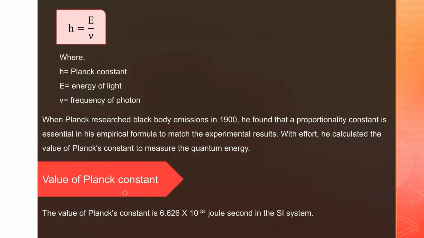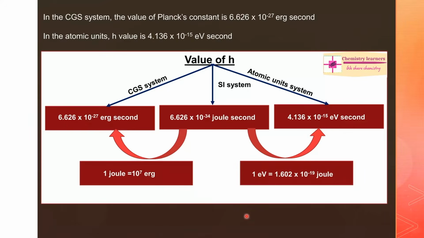So, what is the value of Planck's constant? We all know the value of Planck's constant is 6.626 times 10 to the power minus 34 joule second in the SI unit. And if you consider the CGS system, which nobody uses nowadays, the value of Planck's constant is 6.626 times 10 to the power minus 27 erg second. In atomic units, the h value is 4.1357 times 10 to the power minus 15 electron volt second.